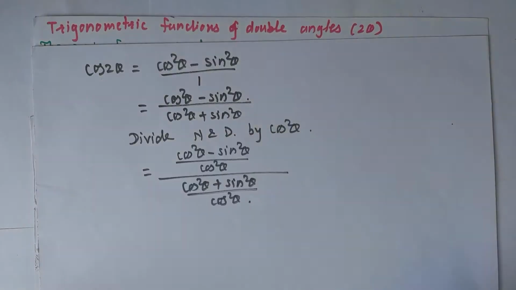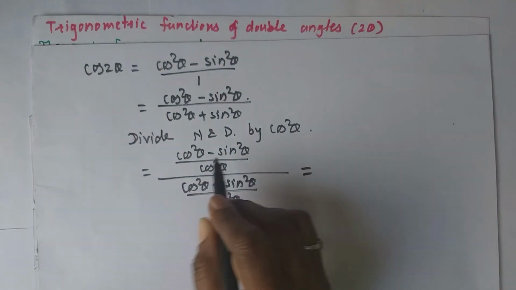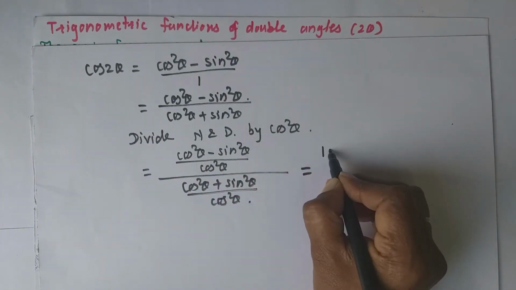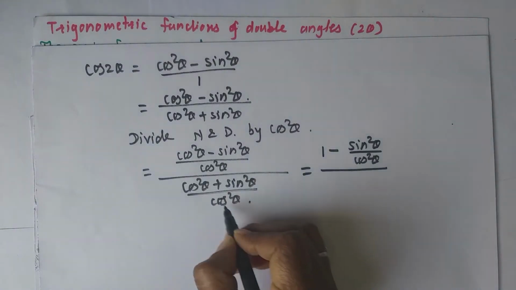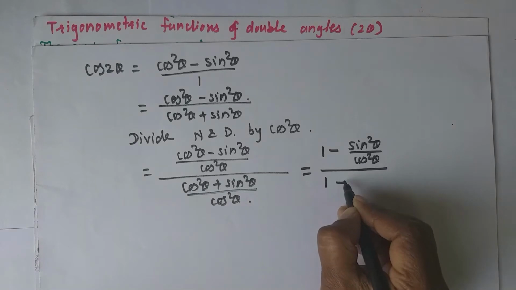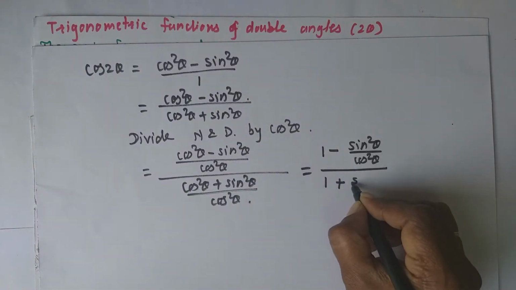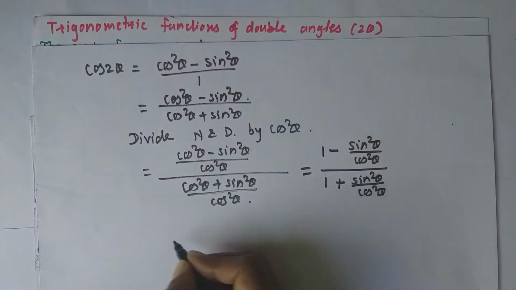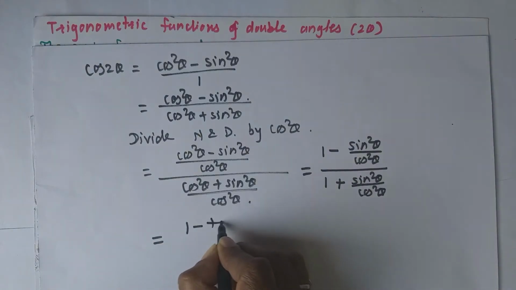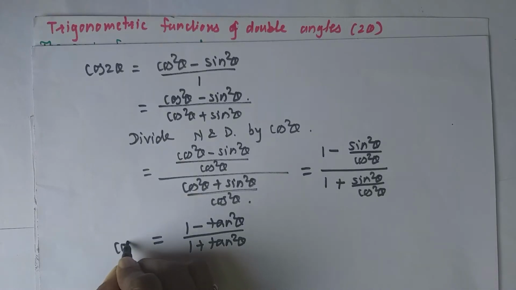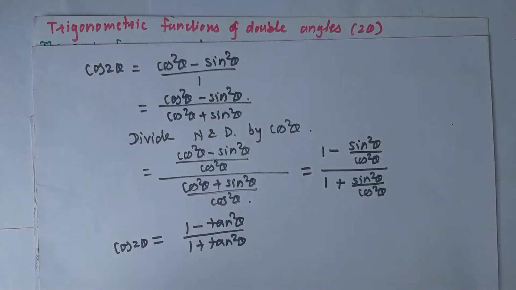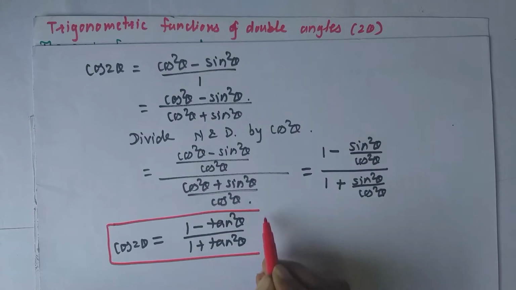Then, if I divide cos square theta by cos square theta, I will get here 1. Sin square theta divided by cos square theta here. Here cos square theta divided by cos square theta is 1. And here plus sin square theta divided by cos square theta. And what is this? This is nothing but 1 minus tan square theta divided by 1 plus tan square theta. And we have got the fourth formula for cos 2 theta, that is 1 minus tan square theta divided by 1 plus tan square theta.